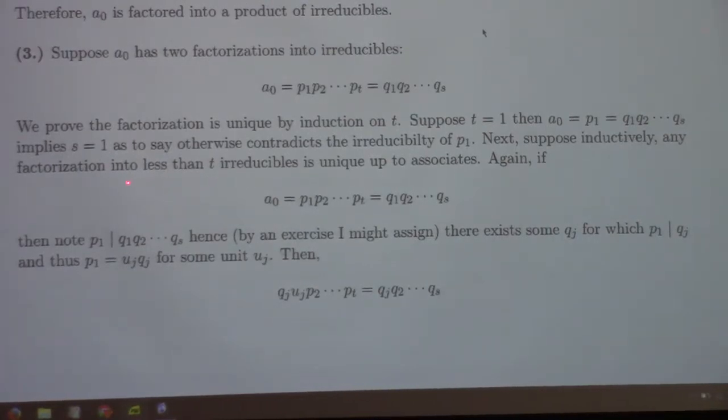So then by induction, we use strong induction here. Suppose that any factorization into less than t irreducibles is unique up to associates. The exercise I'm alluding to here is really just an extension of one of the theorems we've worked out already. Theorem 3.6.10 on page 155 shows that prime if and only if irreducible. So essentially, if P1 divides that, P1 has to divide one of the Q's. That follows from the irreducibility of the Q's and the fact that irreducible is interchangeable with prime. And then induction finishes it.